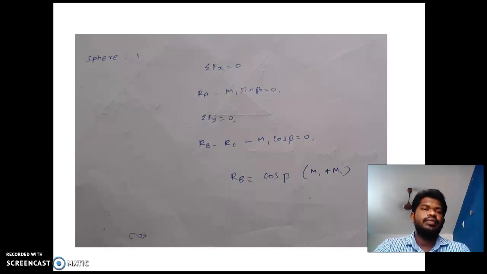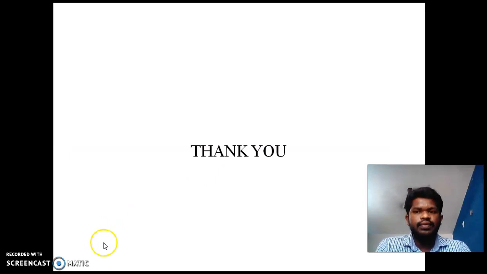Next, sphere 1. Here more than three forces act on the sphere, so we apply the equilibrium equations. First, the summation of all forces Fx equal to 0: we add all the forces in the x direction and set it equal to 0. Then the summation of Fy equal to 0: we add all the forces in the y direction equal to 0. We can find the RA value and RB value. So this is the equilibrium concept. By using this concept, we can find the reaction force at the point of contact between the two bodies. Okay, thank you.